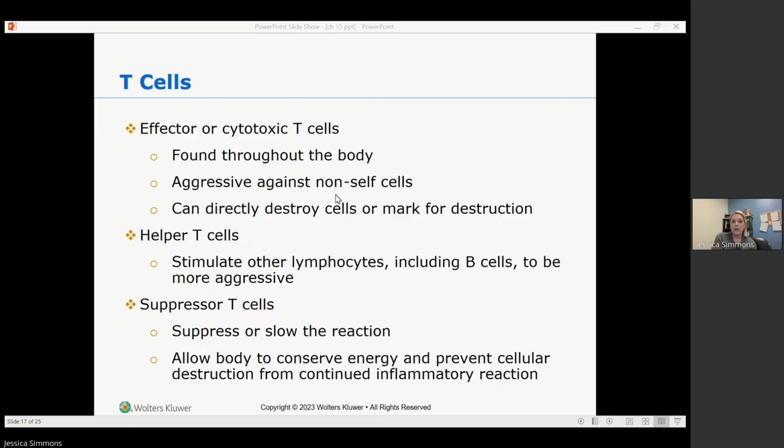Helper T cells, it's all in the name, helper, stimulate other lymphocytes, including B cells, to be more aggressive, so more aggressive at producing antibodies. Suppressor T cells suppress or slow the reaction, so they allow the body to conserve energy and prevent cellular destruction from continued inflammatory reaction.